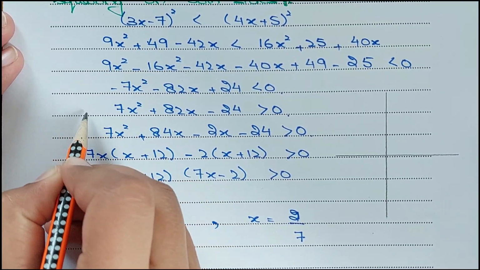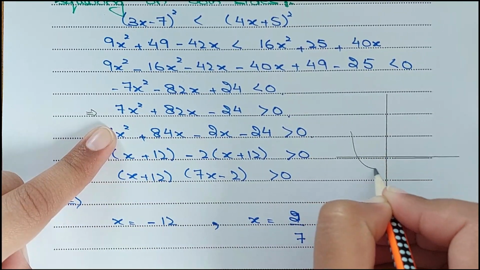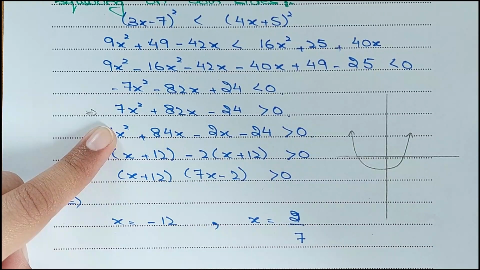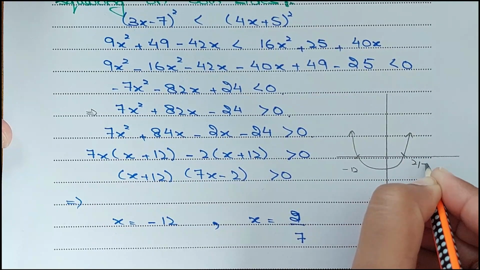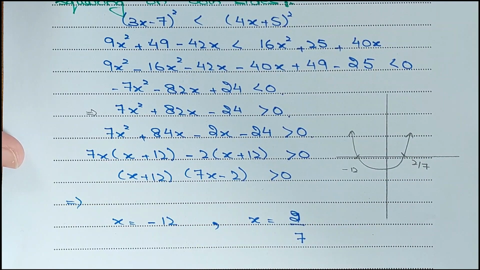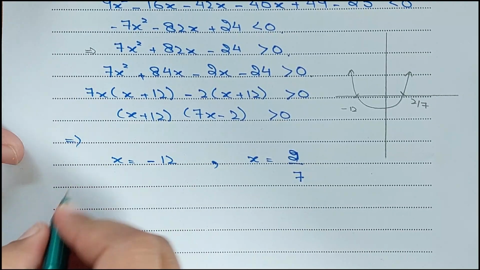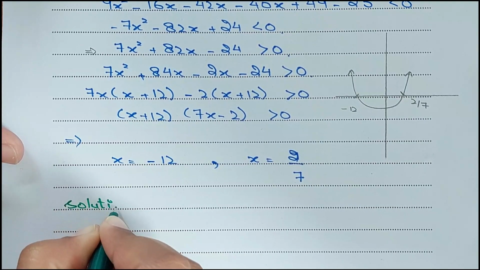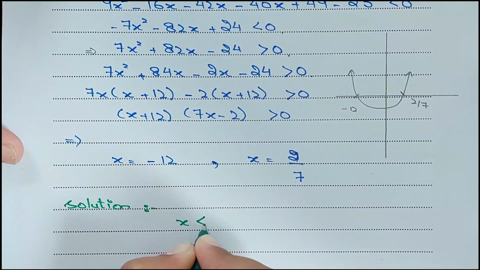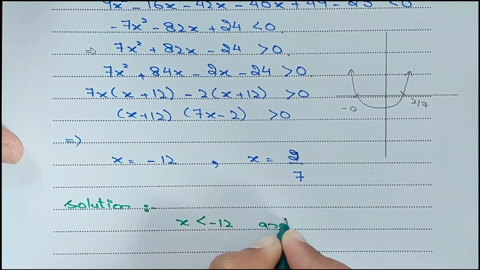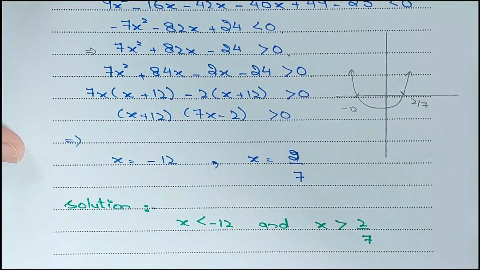This is a quadratic where the x² coefficient is positive, so the parabola opens upward. One root is minus 12, the other root is 2/7. We have to find when it is greater than 0. The solution is all the values of x that are less than minus 12 and all the values of x that are greater than 2/7.